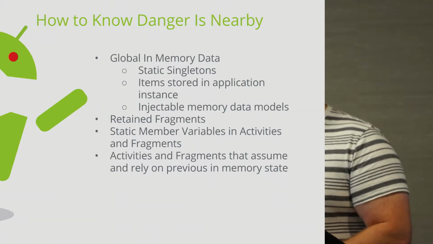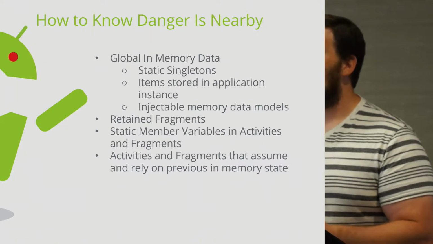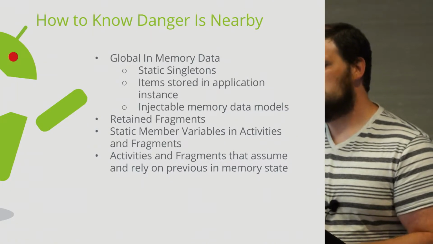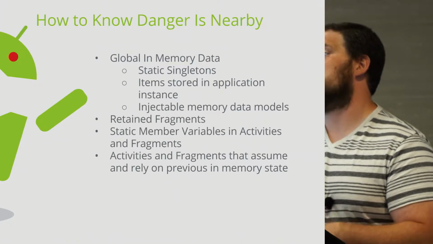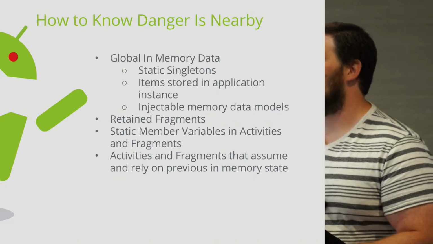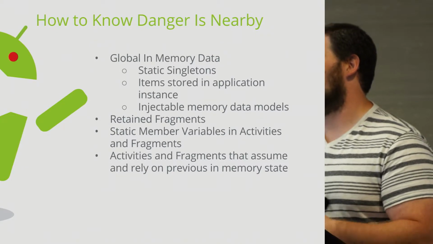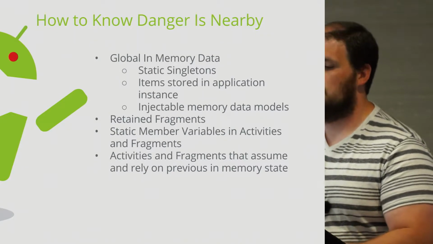I mentioned static member variables and activities and fragments. This is similar, but it's more of a configuration change issue than a process death issue. But it's just another thing because you get similar crashes across configuration change if you don't handle that as well.